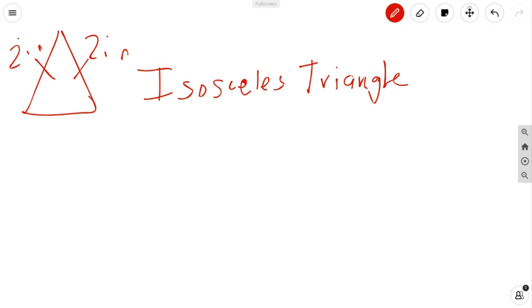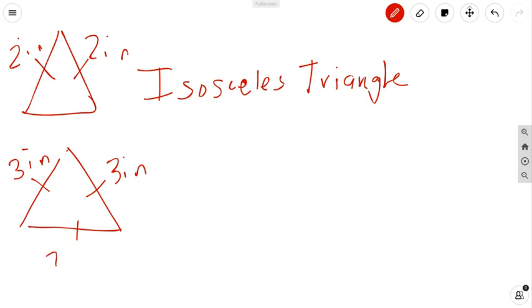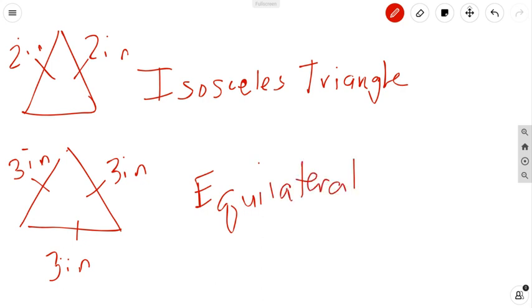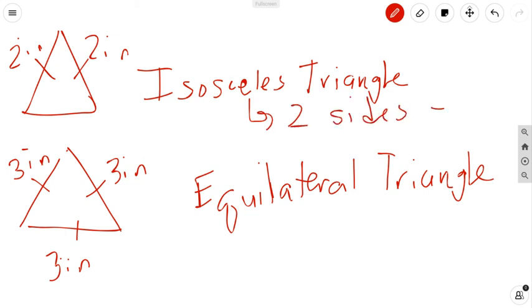You can have a triangle that has all three sides the same, let's say 3 inches. And you can call that an equilateral triangle. That has all sides that are the same. So an isosceles has two sides equal. An equilateral has all sides equal.